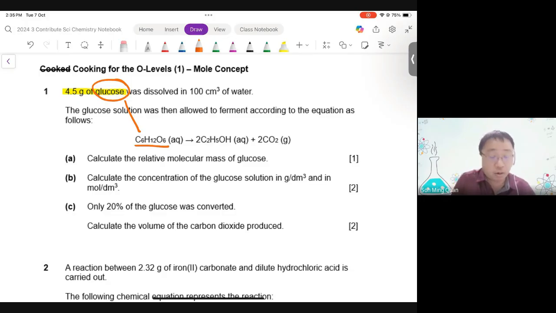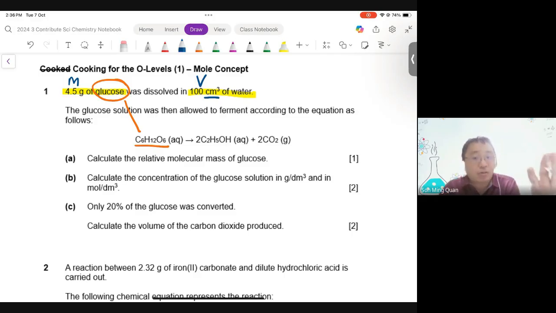C6H12O6. Okay? Now, some of you already made a mistake from 1A onwards. Your MR for glucose was wrong because you used the wrong chemical formula. So it is very important to know what is what. Glucose is C6H12O6. Of course, you have 100 cm cube of water. So this cm cube is the volume, right? So you need to know that, okay, I have 4.5 grams, that's the mass, and then now I have 100 cm cube, that's the volume. This will tell you which triangles to use later on, okay?